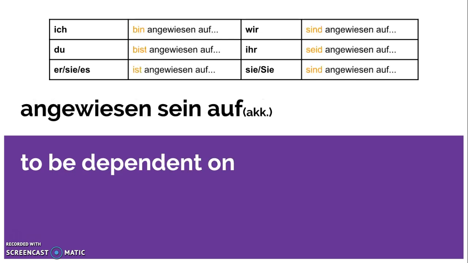Our next one is angewiesen sein auf. Angewiesen is actually an adjective or an adverb. So we're only conjugating sein, and auf is our preposition which requires the accusative case, saying on what you are dependent. So sein, you should also know, it is completely irregular, but if you don't, make sure that you remember it from this. We should have ich bin angewiesen auf, du bist angewiesen auf, er/sie/es ist angewiesen auf, wir sind angewiesen auf, ihr seid angewiesen auf, und sie sind angewiesen auf.